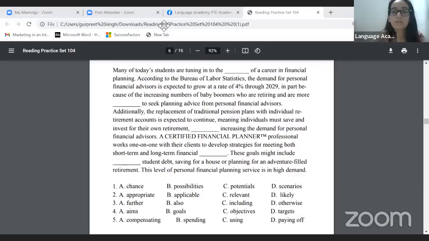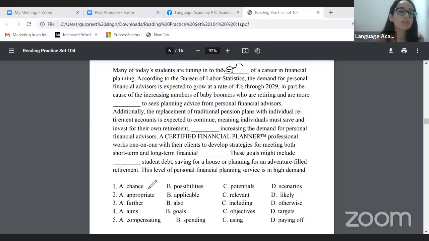Let's discuss the answers for this question. Many of today's students are tuning into the dash of a career in financial planning. After "the" comes a noun, dash of a career. Tuning into means stepping into.